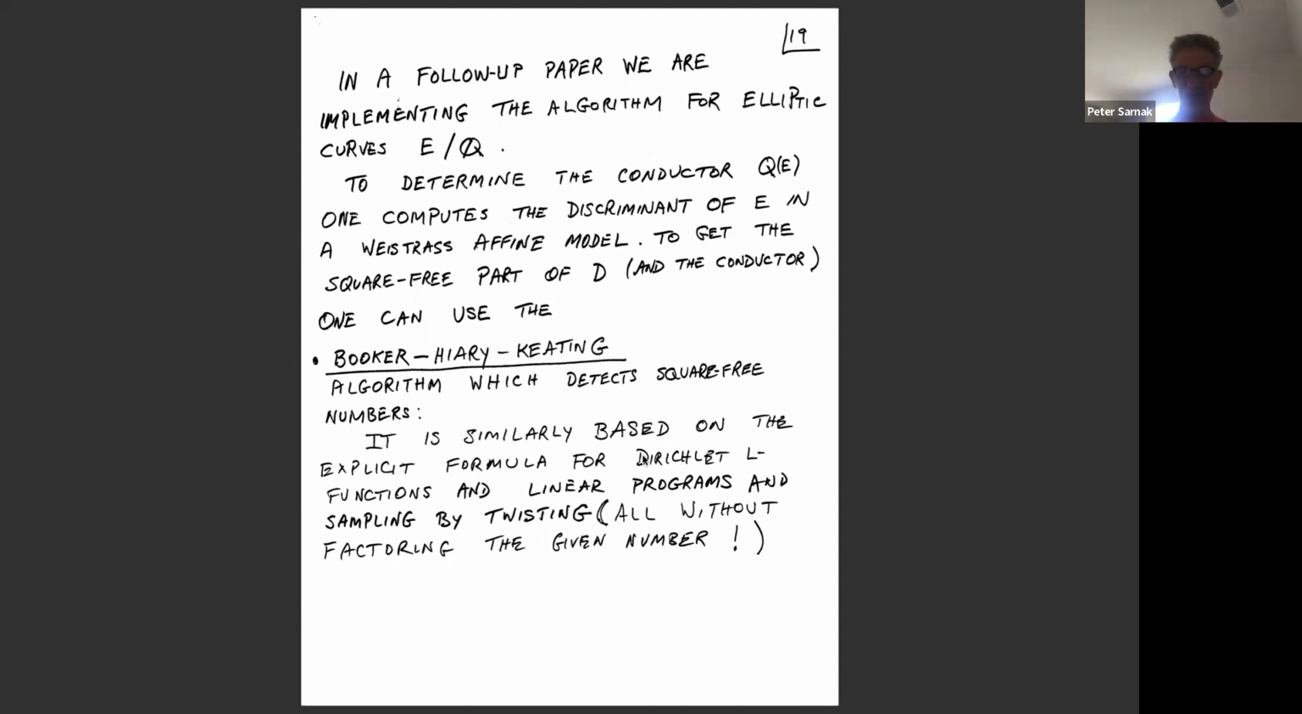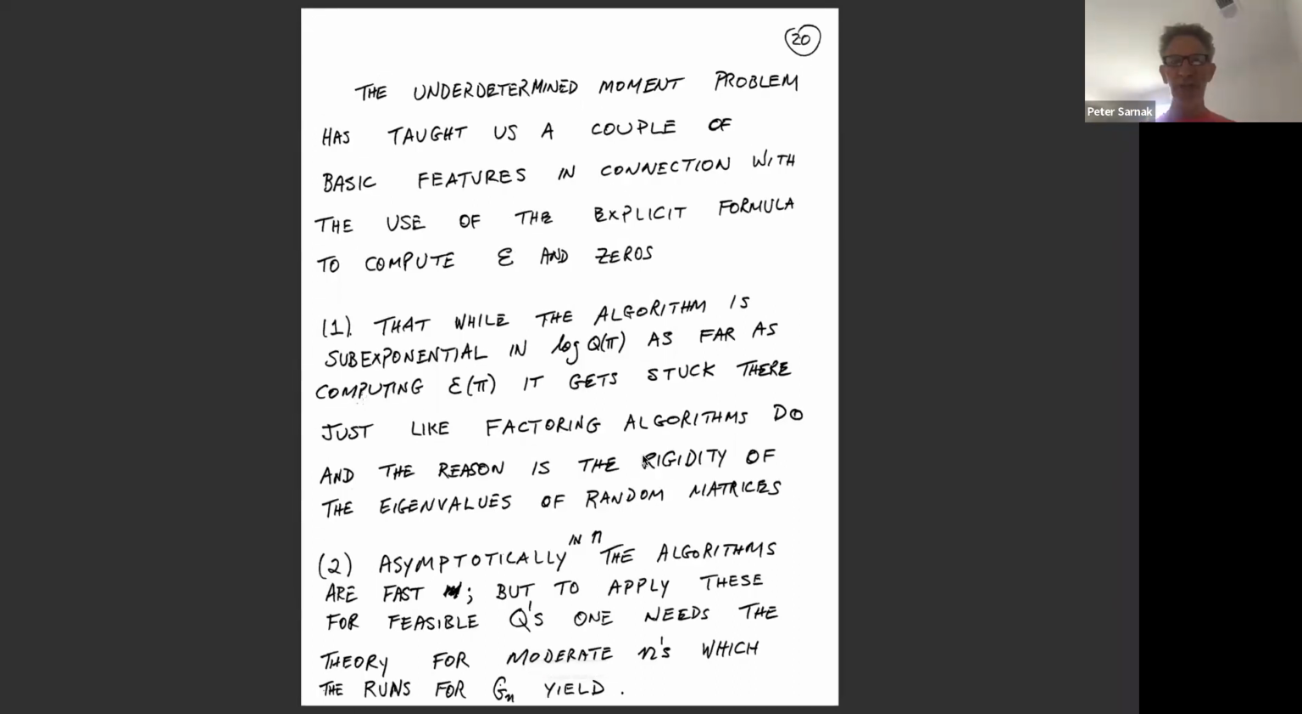But unfortunately, and this is my last slide, the underdetermined moment problem, which is what we've spent all our time on, has taught us some very basic facts. And that is, firstly, any dreams we had of beating factoring. So by the way, if you have an elliptic curve with some conductor and you set it up so it's square free and you have multiplicative good reduction, then computing the root number is the same as computing Mobius, which is really where I'd love to compute Mobius quickly in polynomial time.